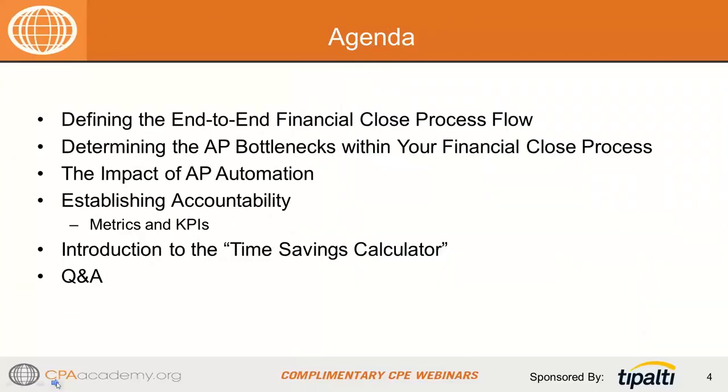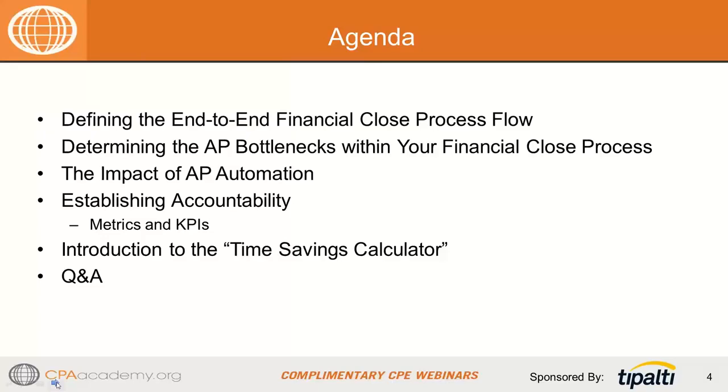And if we look at our agenda, we'll define the end-to-end financial close process flow and determine the AP bottlenecks within your close process, look at the impact of AP automation, and establish accountability, which is where we'll take a peek at metrics and KPIs, key performance indicators is what KPI stands for.